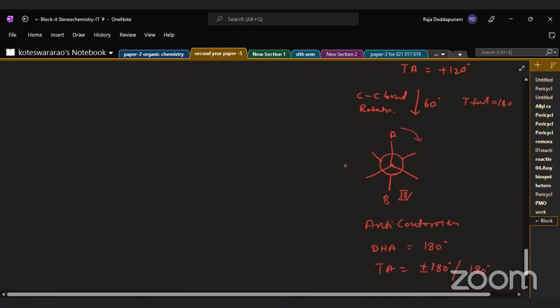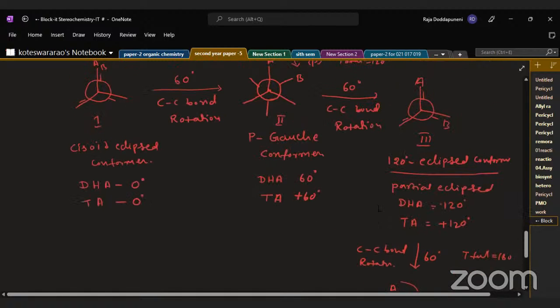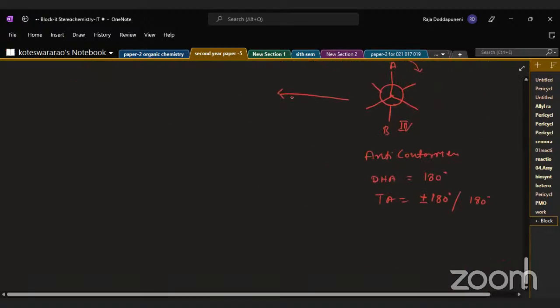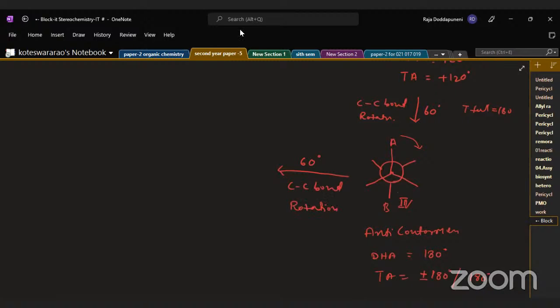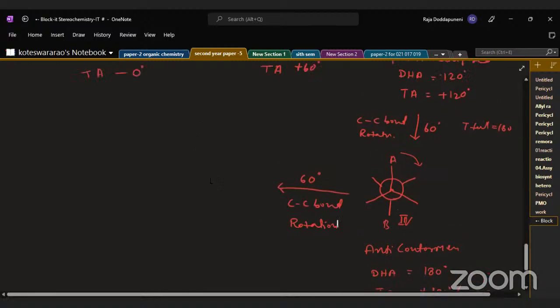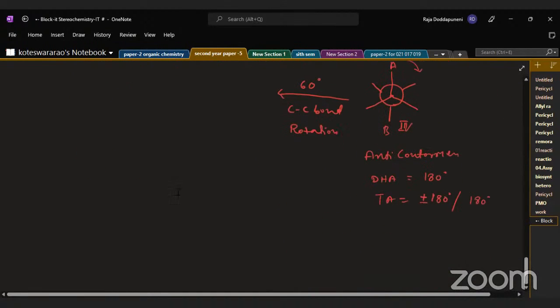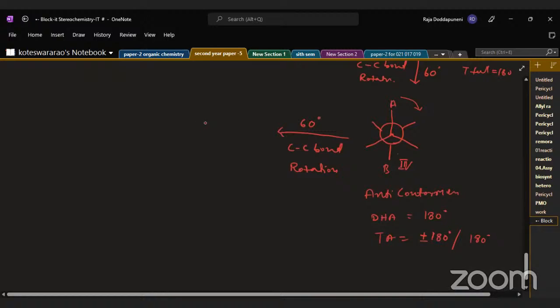Right. Next, a 60 degrees rotation. From this it is 60, this is 120 degrees, after that it results in 180 degrees. Next, after 60 degrees, 60 plus 180, that is 240. Again, the 60 degrees C-C bond rotation. Now again it results in an eclipsed structure. That is the 240 degrees eclipsed structure.